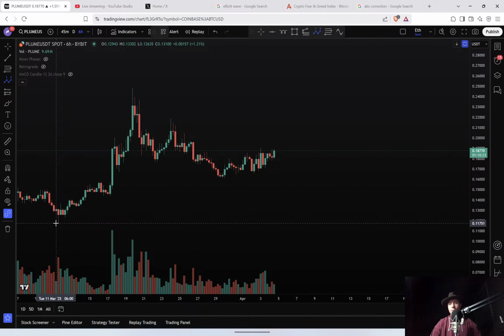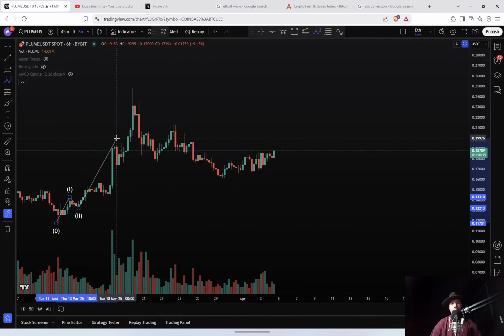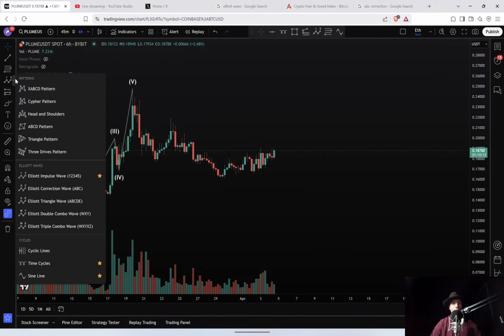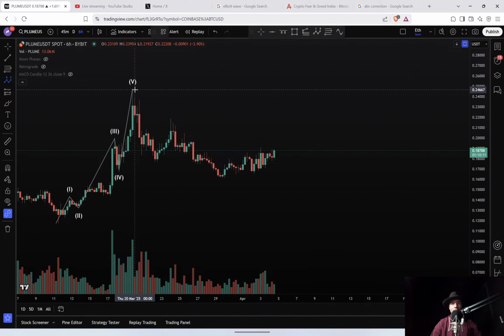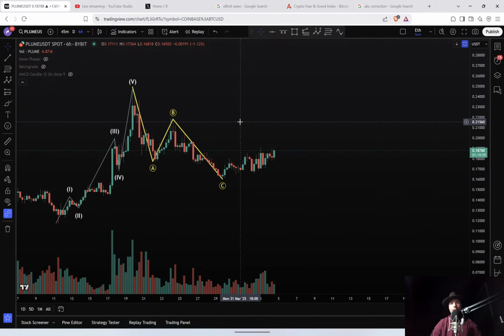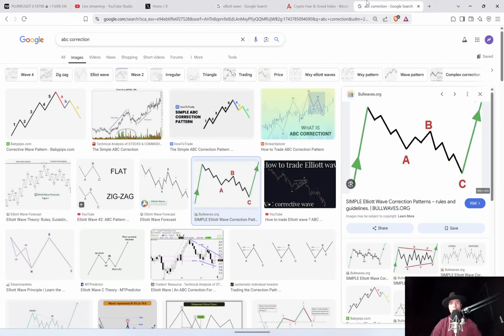So let's count our Elliott waves. 1, 2, 3, 4, and 5. So there's our bullish Elliott wave impulse. And then our ABC correction down, right? Wave A, wave B, and wave C. So again, that pattern has a 76% probability.